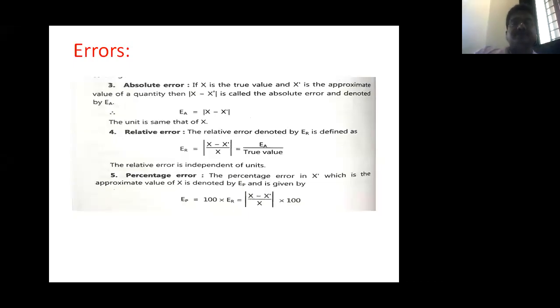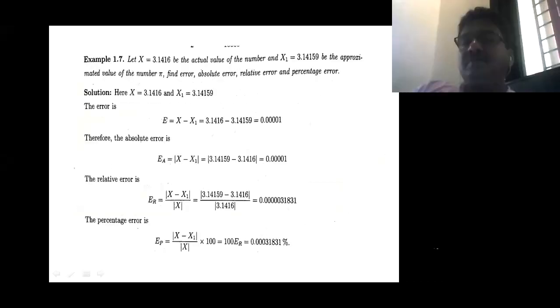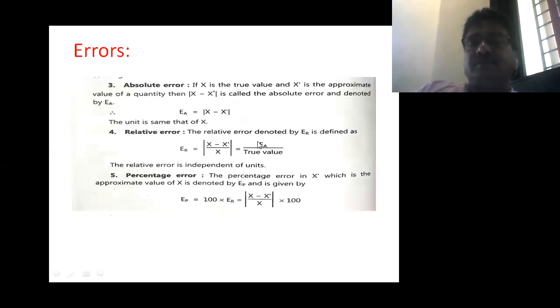Today the topic for discussion is errors. So three types of errors: absolute error, relative error, and percentage error. So definition of absolute error: let x be the true value and x dash be the approximate value. Then mod x minus x dash is the absolute error and is denoted by EA.